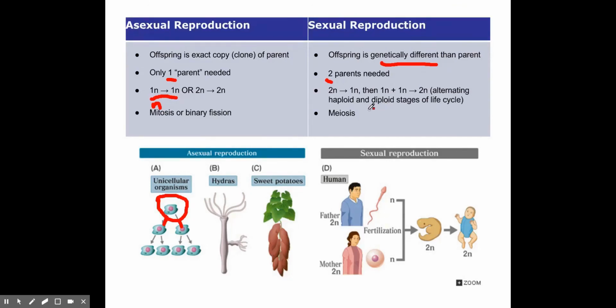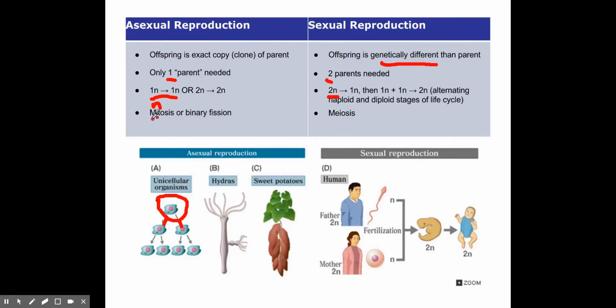On the other hand, in the sexually reproducing organisms, there will be an alternating haploid and diploid stage to the life cycle. The organism may start out diploid. It's going to become haploid through the process of meiosis, and those would be the gametes. And then when those two gametes, a sperm and an egg, combine, it will become diploid again. So you get this alternating haploid and diploid stage.